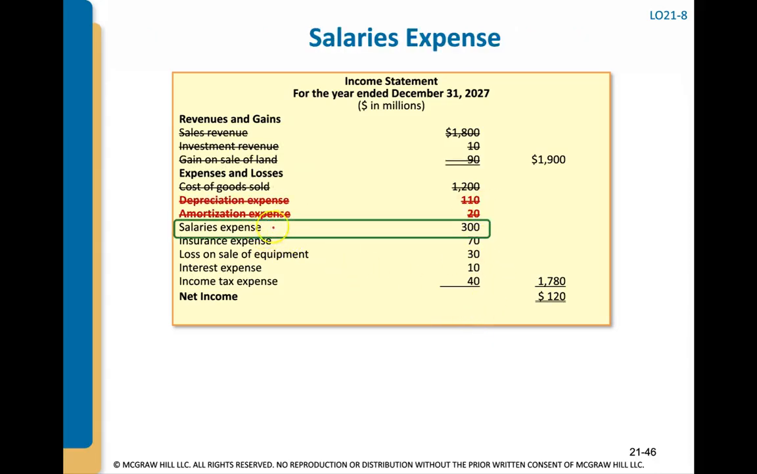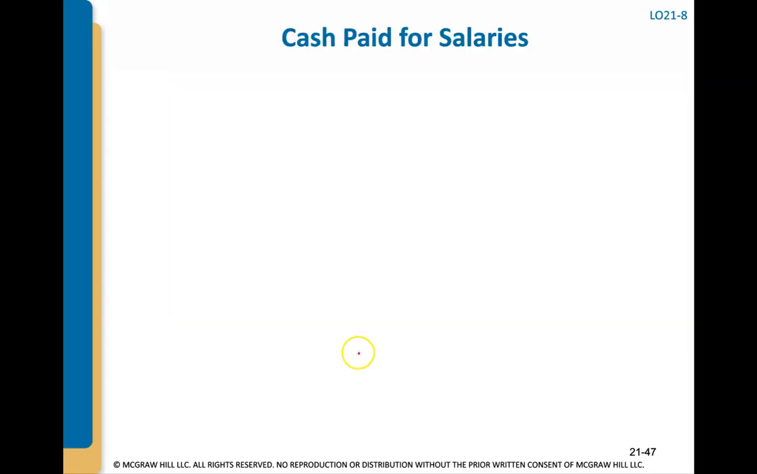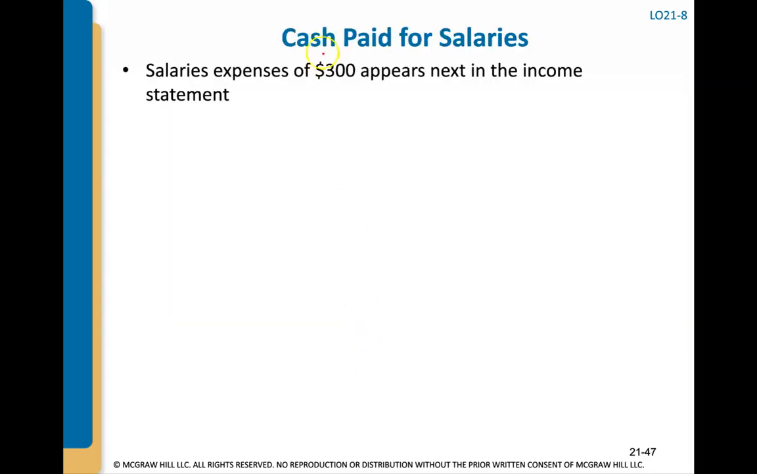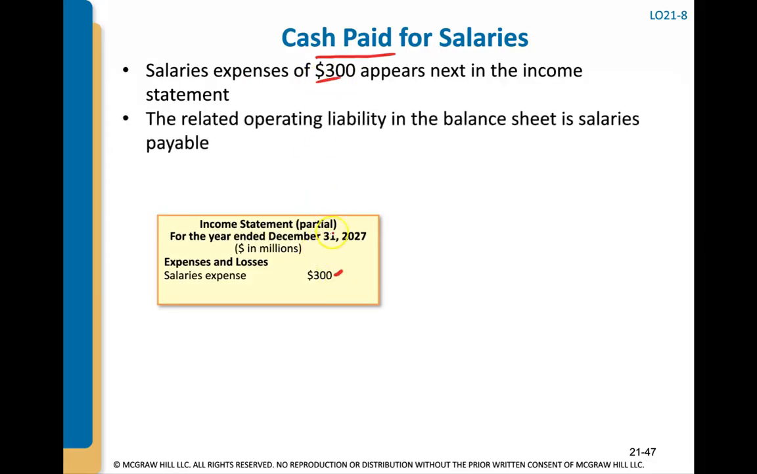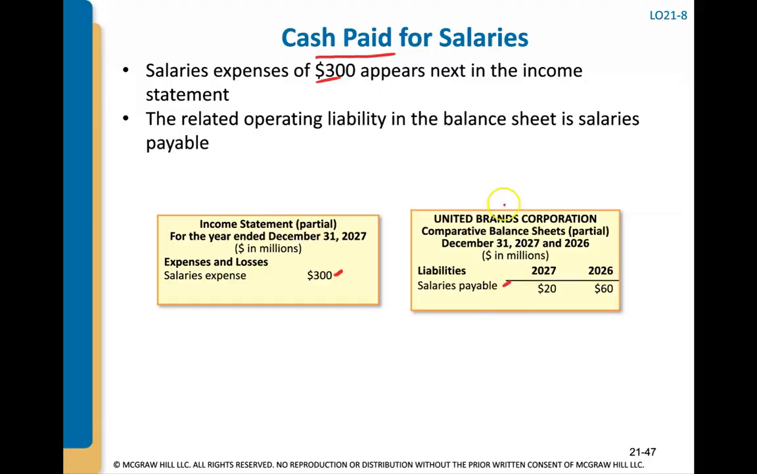Our next expense is salaries expense. So let's look at that. Our cash paid, how much should we pay in cash for salaries? Our salaries expense was $300 per the income statement, and the related balance sheet account is salaries payable. So we look at our prior year and our current year, and we see that our salaries payable decreased by $40. We had a $60 balance and it went down to $20.